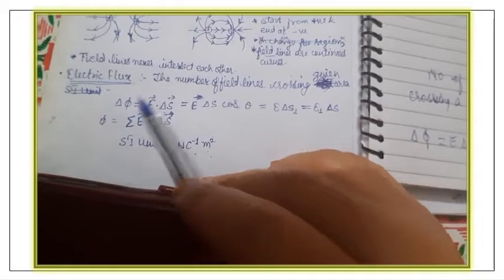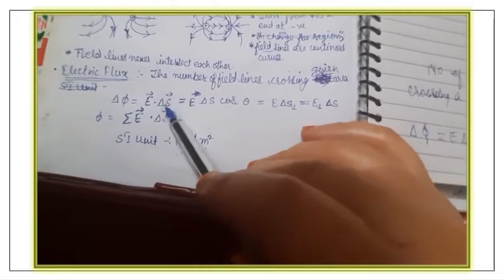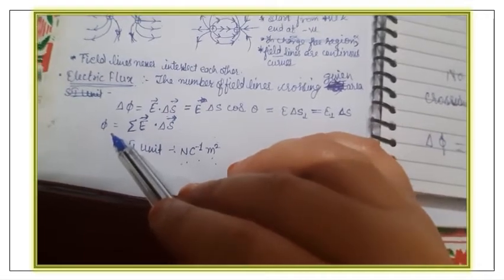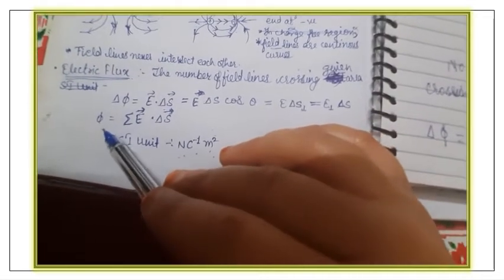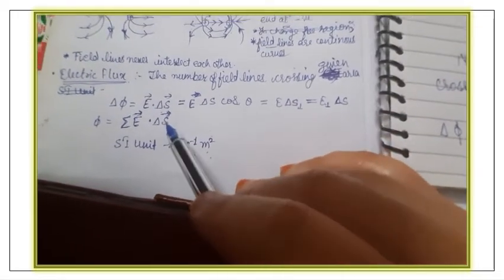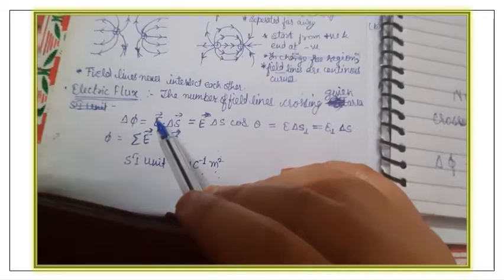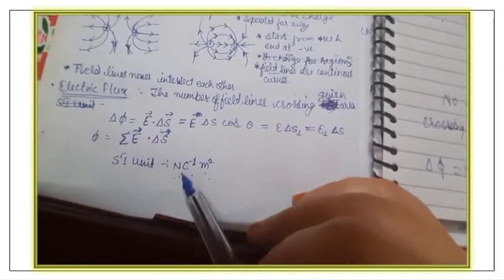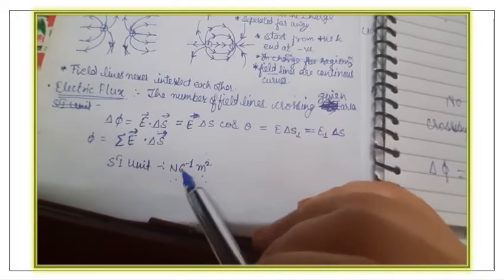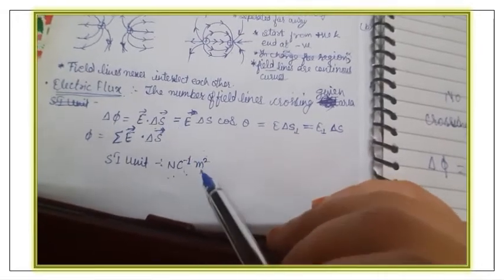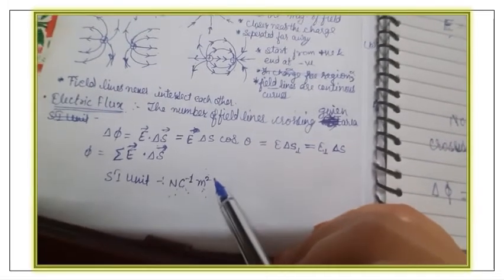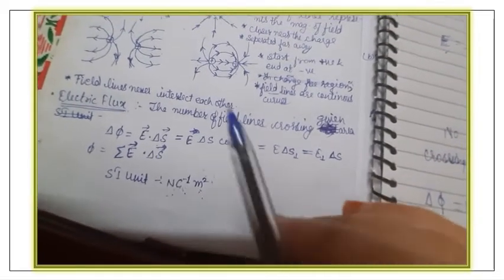This is only for a small area delta S. If we want to determine the flux for a larger, total area, then the total flux is the summation of all the fluxes, summation of E dot delta S. Now from the formula you can also determine the SI unit of electric flux. The SI unit of electric field is newton per coulomb, and that of area is meter square. So newton per coulomb meter square is the SI unit of electric flux.